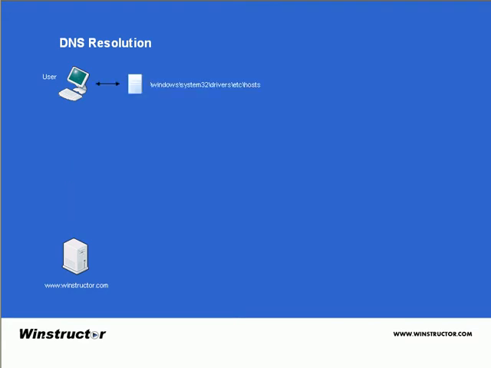So the first thing that the client will do is check a local text file stored on its hard drive called the host file. Now this file is simply an ASCII text file that stores only host records. Now if the address for the Winstructor website is found, the client will go straight to the website directly, and that's the end of DNS resolution.